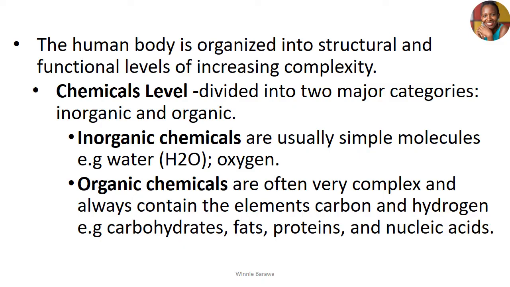And the opposite of inorganic are the organic chemicals. Normally, these are defined to be very complex, and they contain elements mostly composed of carbon and also hydrogen. So examples of organic chemicals could be carbohydrates, fats, proteins, and also nucleic acids. By nucleic acids, we mean examples like DNA and also the RNAs.